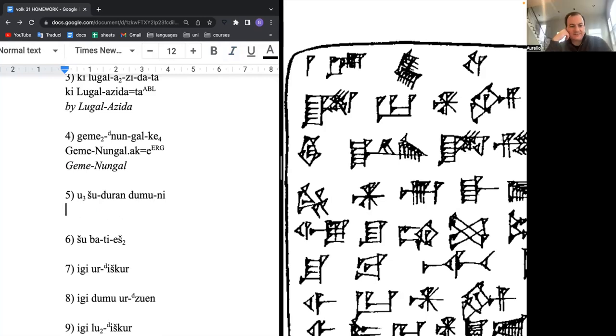What do we have? Tricky. Next one is tricky. I'm not quite sure what to make out of the beginning. I mean, Dumu, of course, is son. Dumuni would be his son. I don't know what to make out of U3. I tried to find it in the list and didn't really see anything that matched. Let me check the list myself.